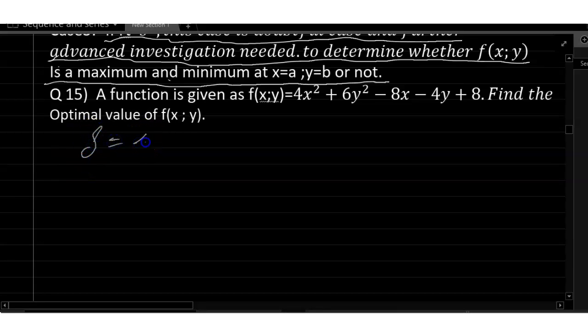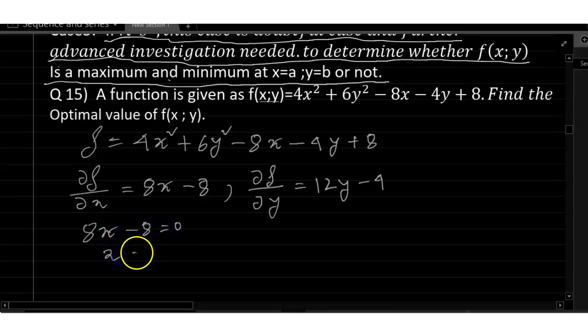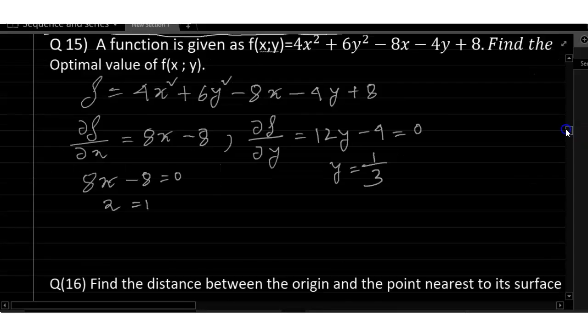So f is equal to 4x square plus 6y square minus 8x minus 4y plus 8, and del f by del x is equal to 8x minus 8, and del f by del y is equal to 12y minus 4. According to the condition, 8x minus 8 equals 0, so x equals 1, and 12y minus 4 equals 0, so y is equal to 1 by 3. This is the y value.